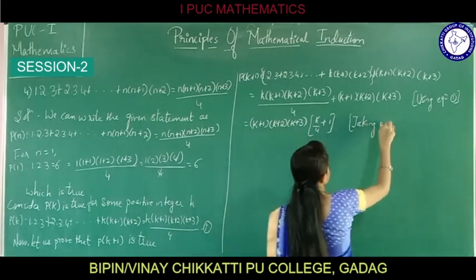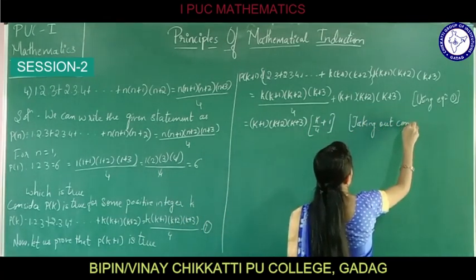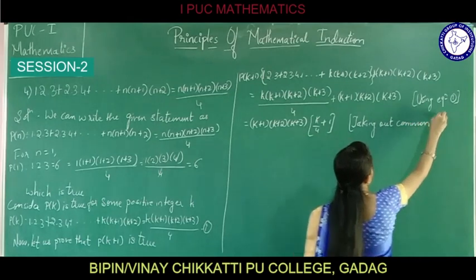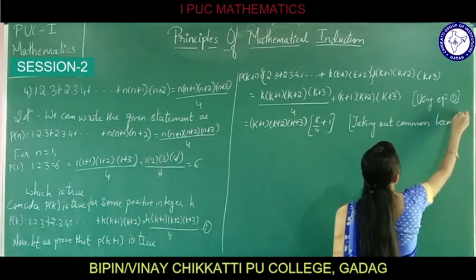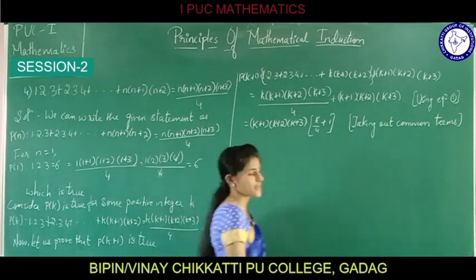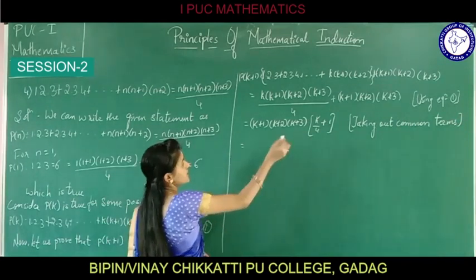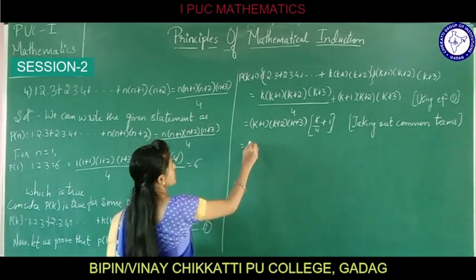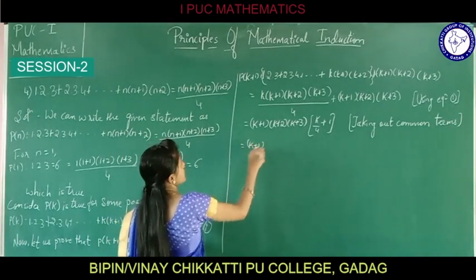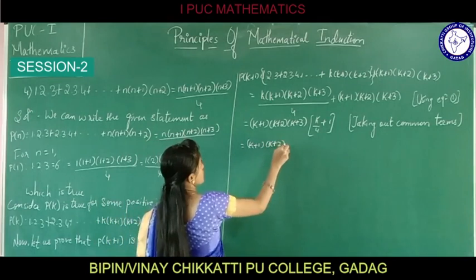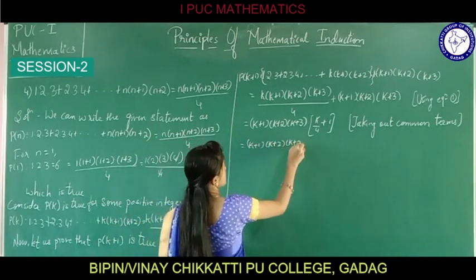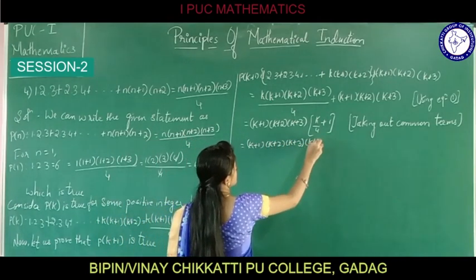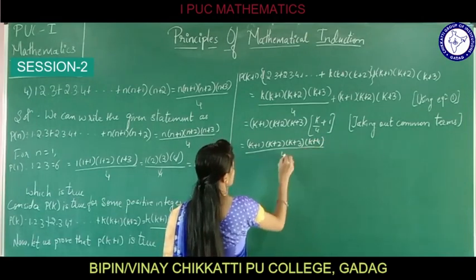Taking out common terms. Next, we will take the LCM, that is nothing but k plus 4. So how will it be? k plus 1, k plus 2, k plus 3, k plus 4 divided by 4.